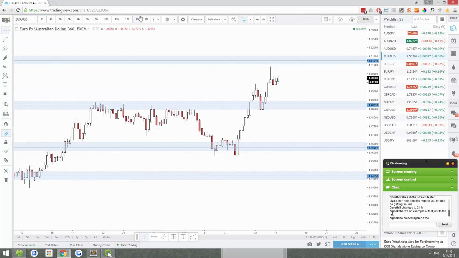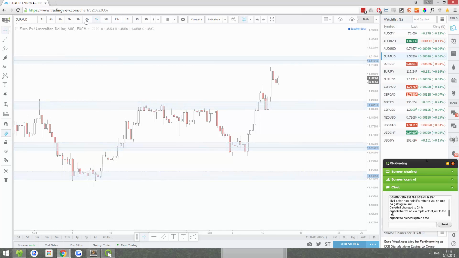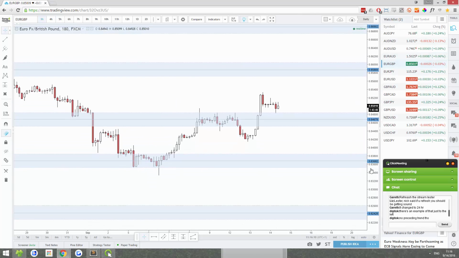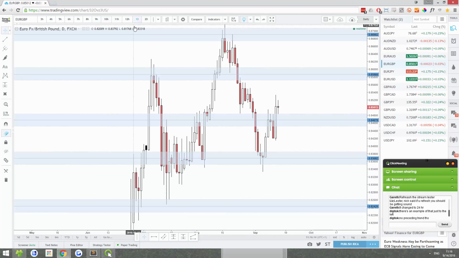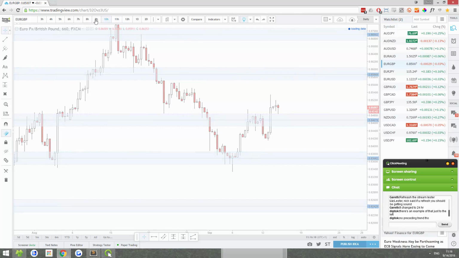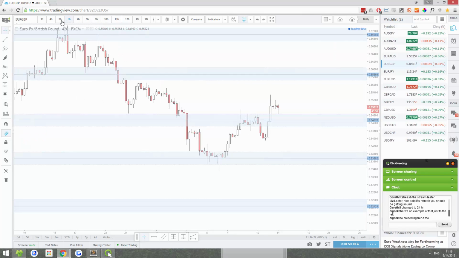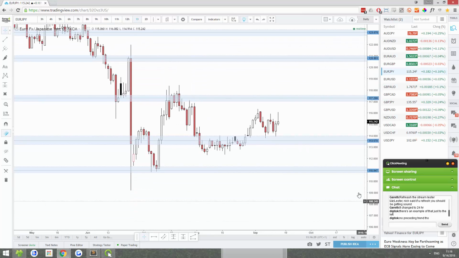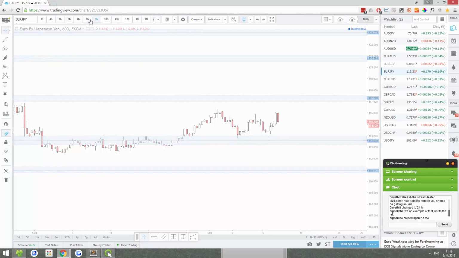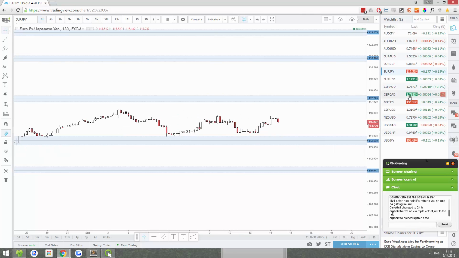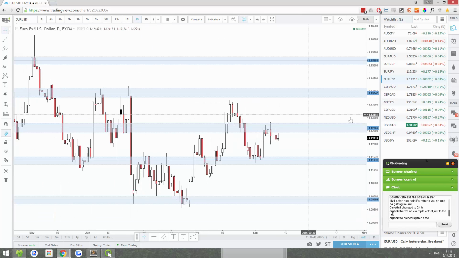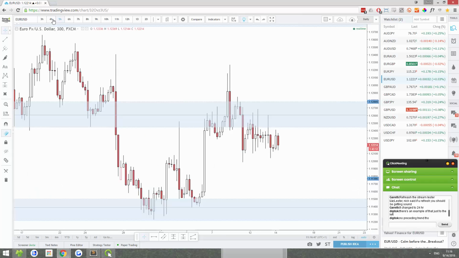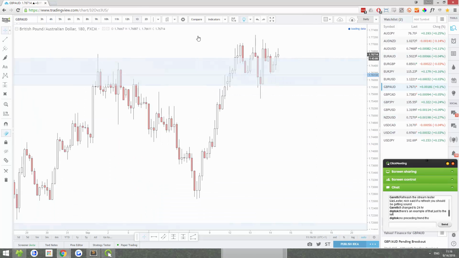Anyway, Euro AUD, let's see what's going on with Euro AUD. Nothing much. It's in between two support resistance areas, so we're not going to get much happening there. Euro GBP is just above an area, so we're not going to see much happening here. Euro JPY. Euro USD. Nothing much going on in all these pairs.